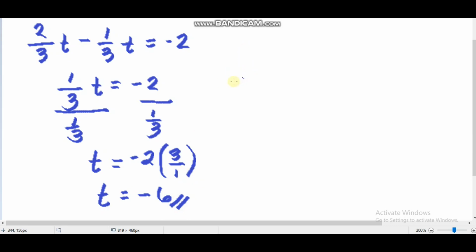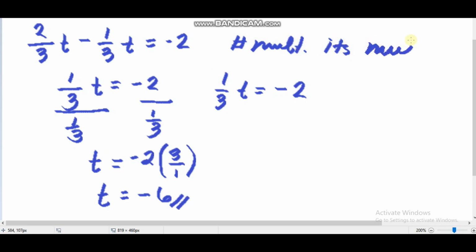There's another way of solving this one, and it is much faster. 1/3 t, this one. Do you still remember the multiplicative inverse? Okay, very good. When a number is multiplied by its multiplicative inverse, multiplicative inverse.